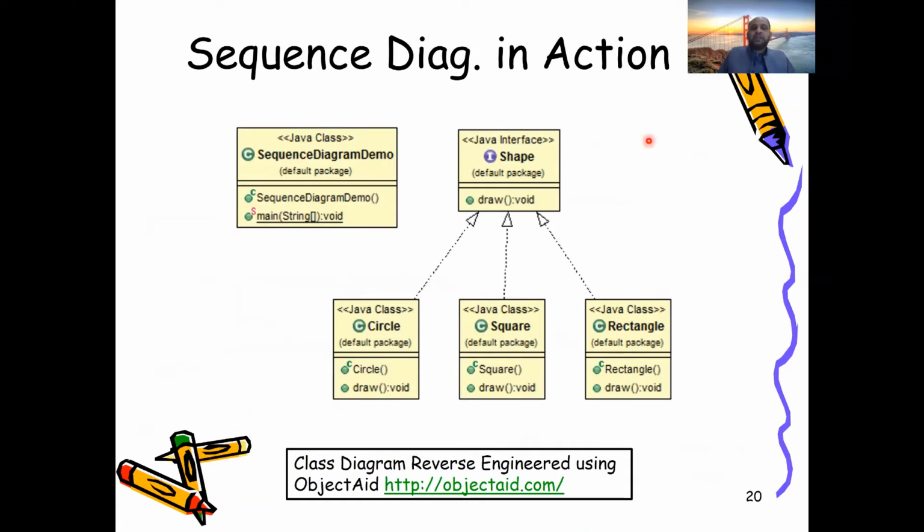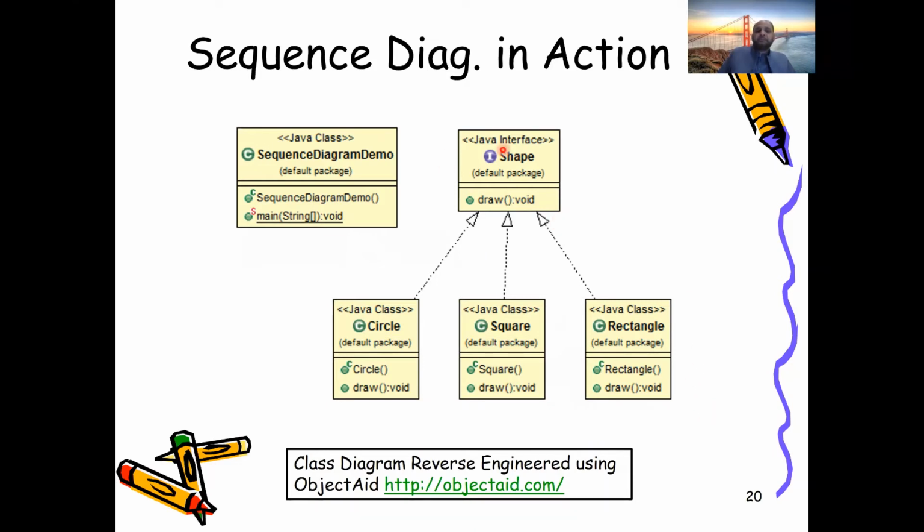Let's see sequence diagram in action. Here you can see that there is a tool to reverse engineer class diagram. The name of the tool is Object 8. In this tool, the class diagram creation is free, whereas once you download this tool, you will get a free license for sequence diagram creation for 1 month. So let's see the example.